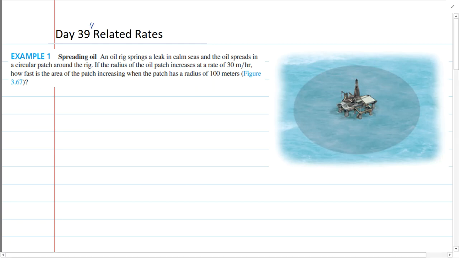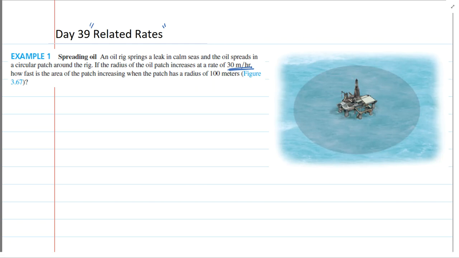This notion of related rates is a calculus concept in which we can apply our implicit differentiation in real-world context. So here's an example. An oil rig springs a leak in calm seas, and the oil spreads in a circular patch around the rig. So if you can imagine, this oil rig has sprung a leak, and this is supposed to be a circular shape here. It's expanding at a constant rate. There's that word again, screams derivative, remember. It increases at a rate of 30 meters per hour.